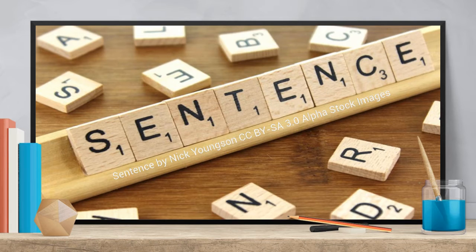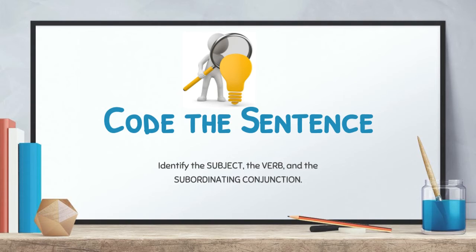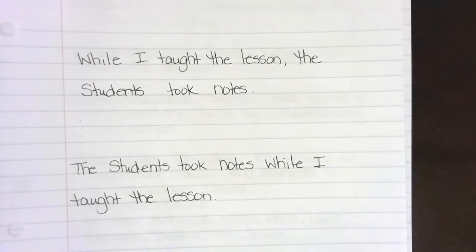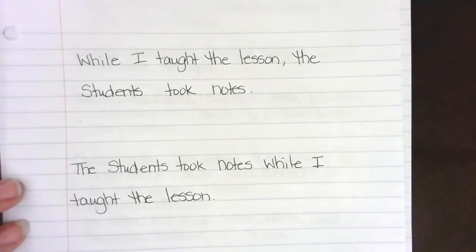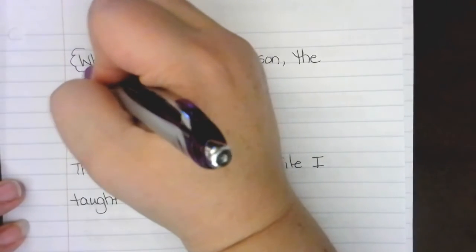To help students identify complex sentences that are correctly written, we have students code these sentences. Students code sentences by identifying the subject, the verb, and any subordinating conjunctions. In my first sentence, while I taught the lesson, the students took notes. I noticed that my sentence begins with an AWUBIS word, a subordinating conjunction. So I'm going to put a cloud around the word while.